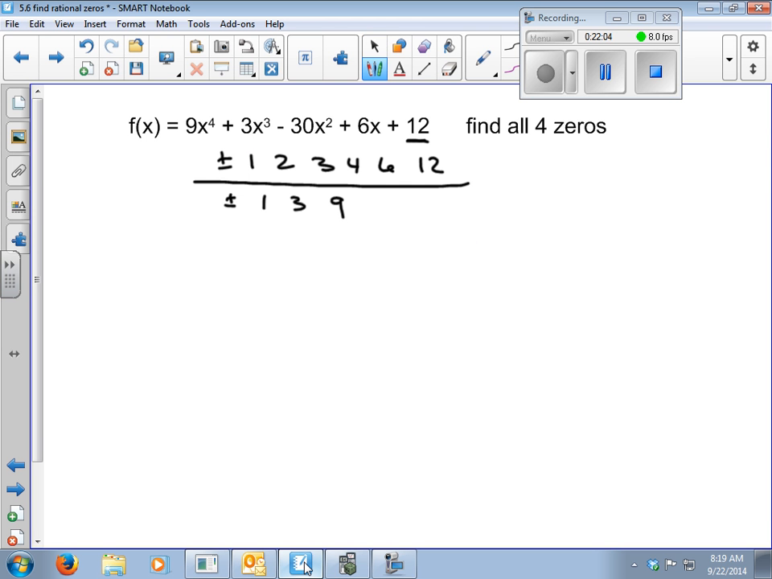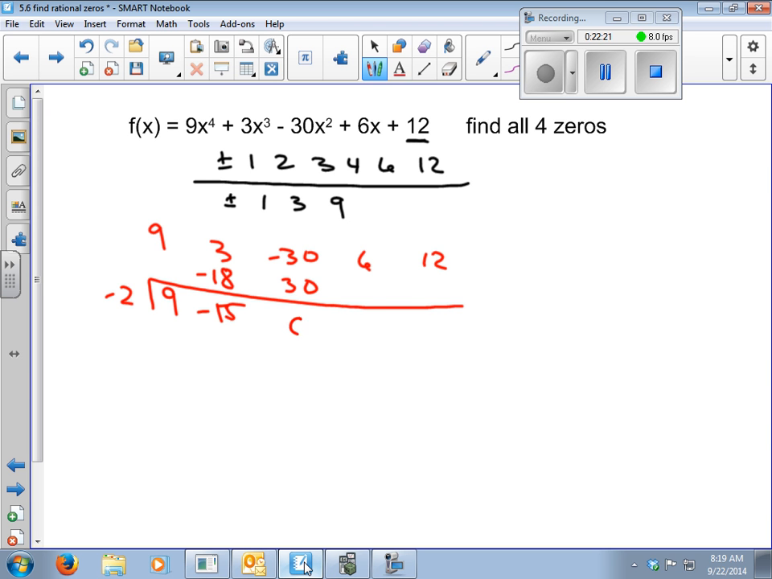All right, synthetic division. 9, 3, -30, 6, 12. We're choosing -2. Drop the 9, -18, -15, 30, 0, 0, 6, -12, 0. So yes, -2 is a solution. It came from the factor x plus 2.